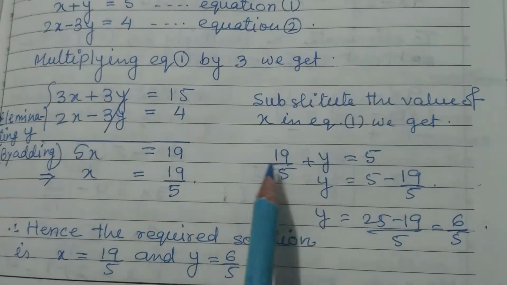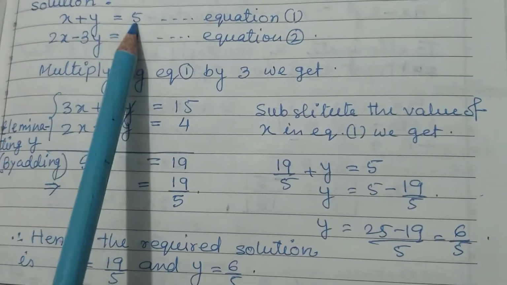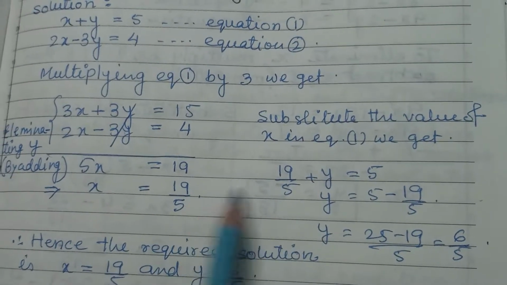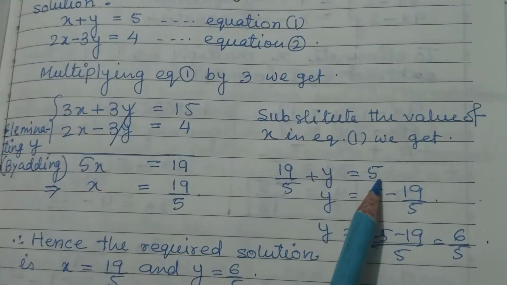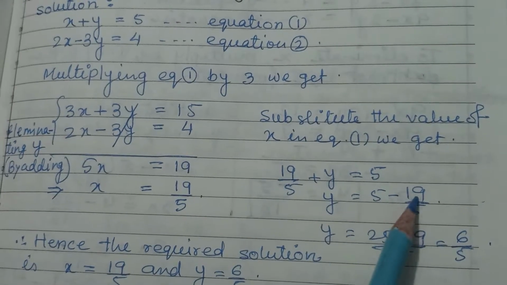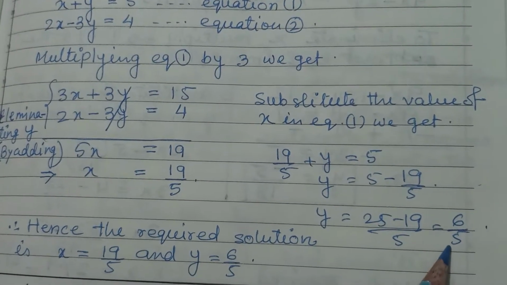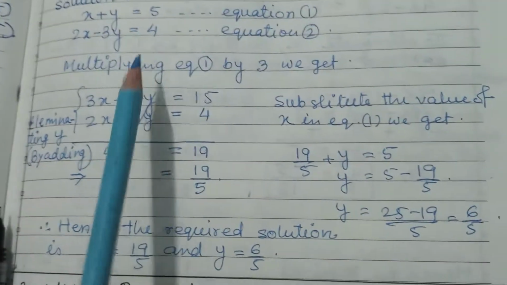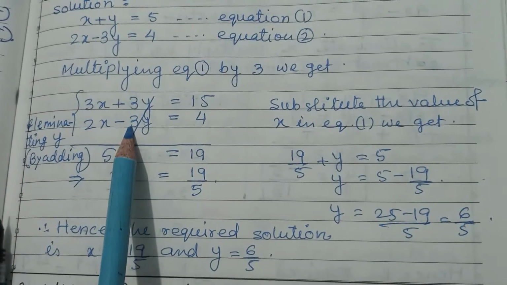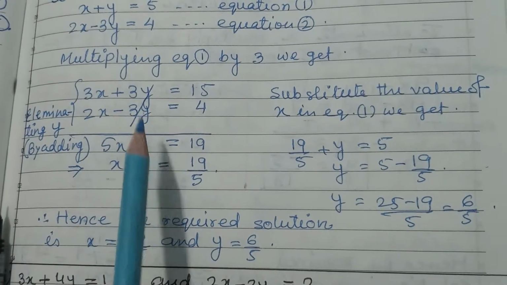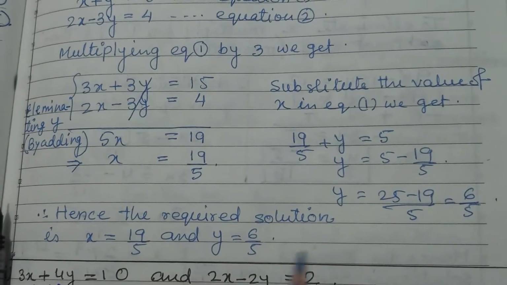Now here in the first equation, x plus y equal to 5, the x value is 19 upon 5. We have got it. Plus y is equal to 5. Then y is equal to 5 minus 19 upon 5, y equal to 6 upon 5. So from these two equations, either by adding or subtracting, we have to eliminate any one of the variables. Next, another one we will get.